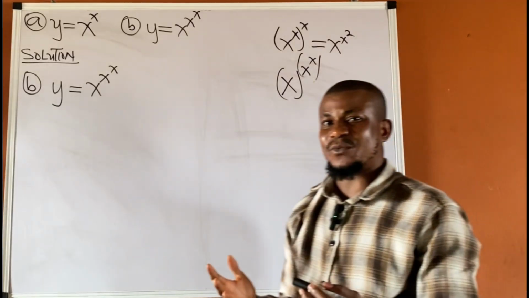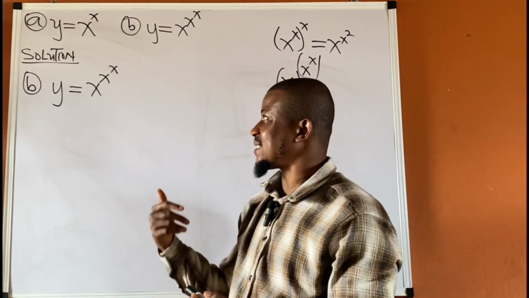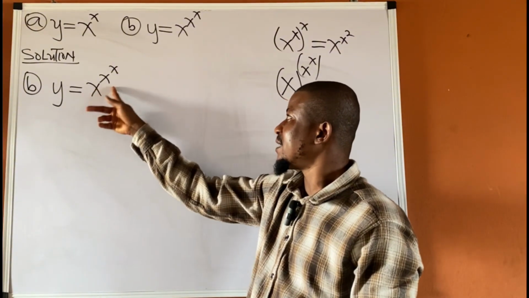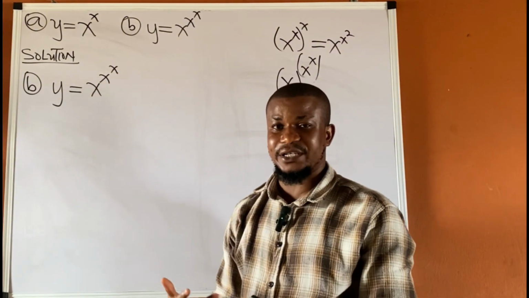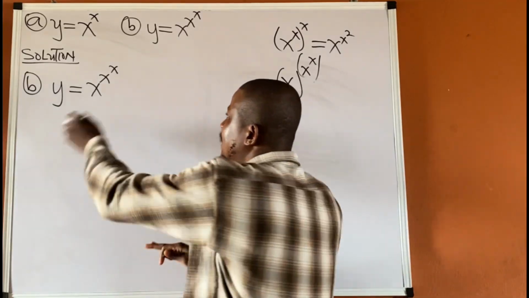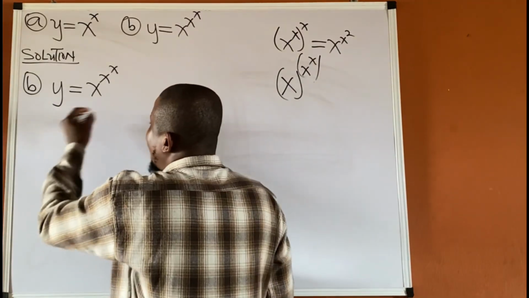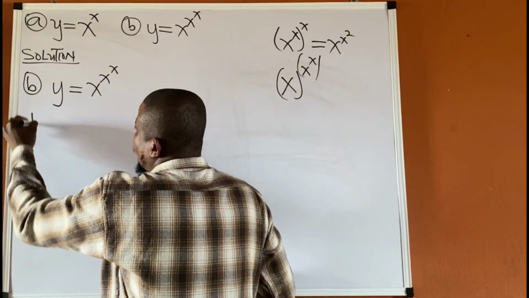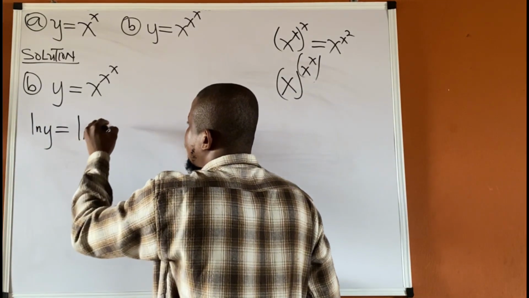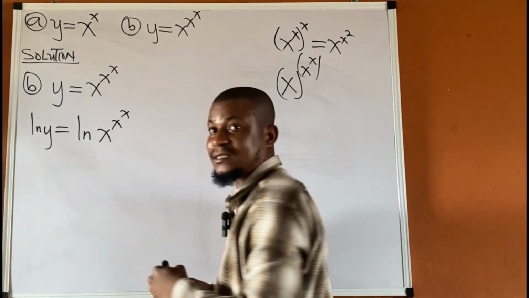Okay, just like we did in the last exercise, we are going to take logarithm on both sides because the index here is a variable. So we take logarithm, we take the ln on both sides, log of natural numbers. So taking the ln on both sides, we'll have ln y equal to ln x to the power of x to the power of x.